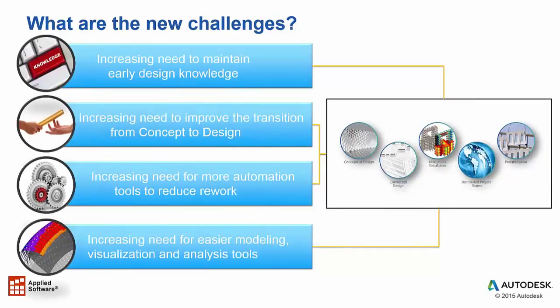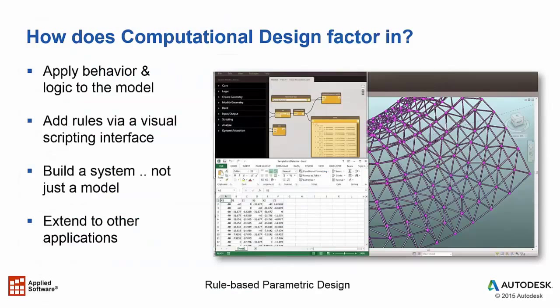So what are some of the challenges that come out of these BIM changes to the design process? Of course, increasing the need to maintain design knowledge, increasing the need to improve the transition from concept to design, and the need for more automation and reduce rework. We've talked about that earlier with FormIt as well. Also increasing the need for easier modeling, visualization, and analysis tools. All that together brings the issue of computational design to the top of the list.